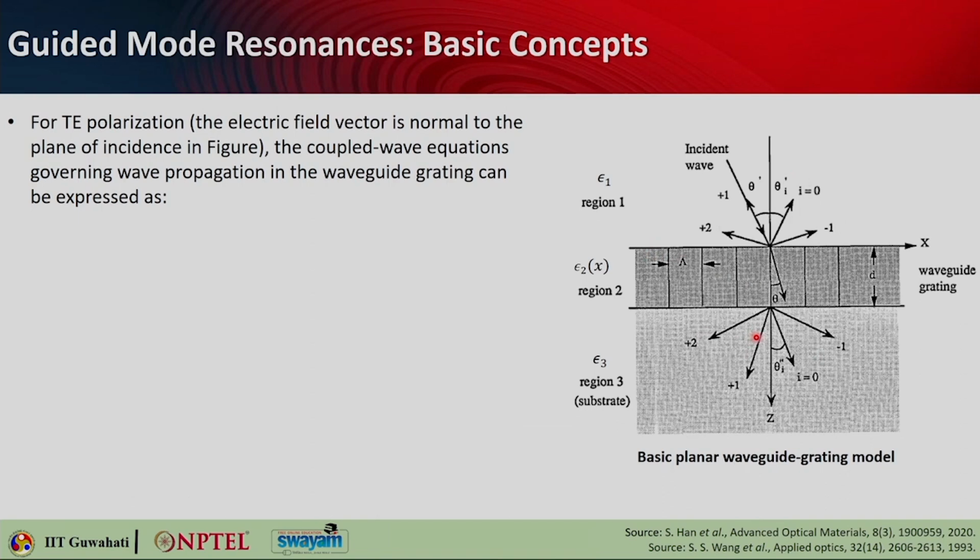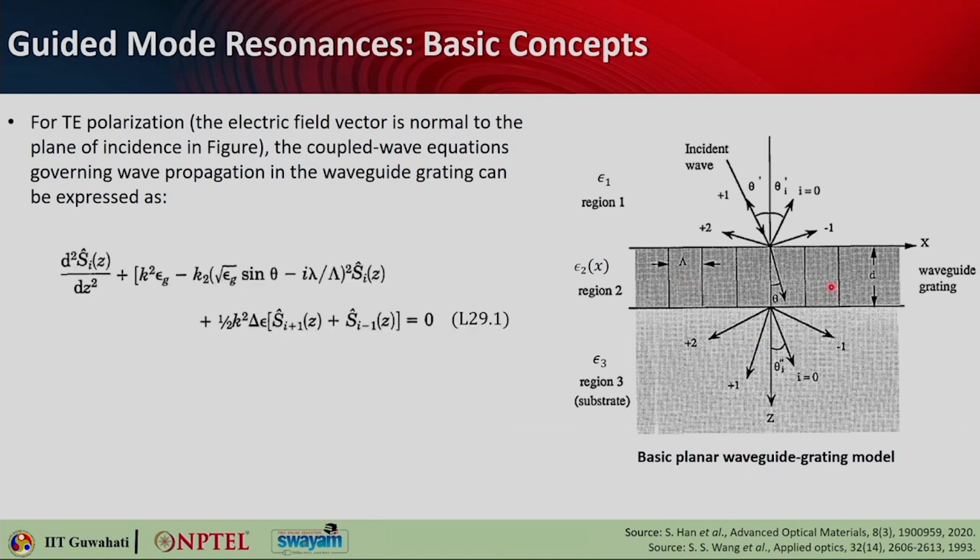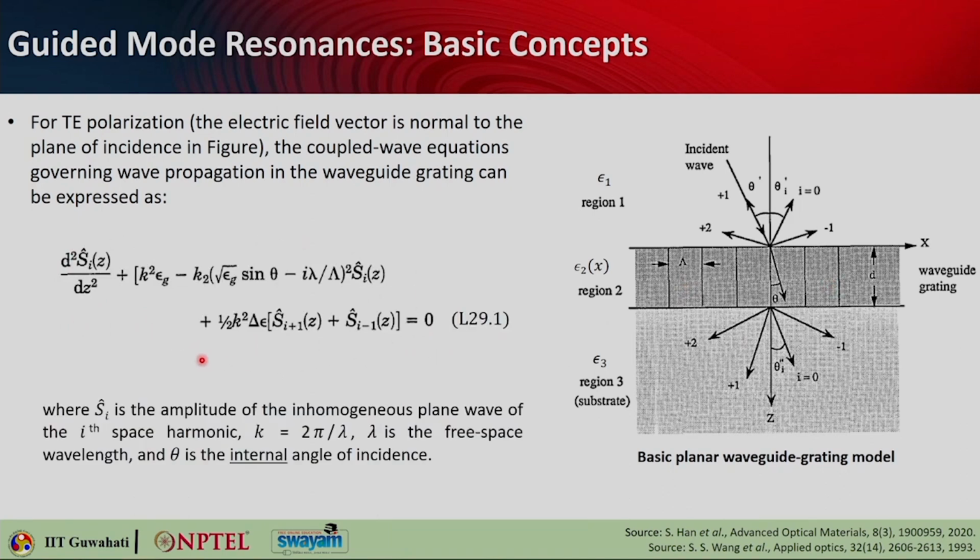this figure. Okay. The coupled mode equations which govern the wave propagation in this waveguide grating can be written in this form. I will not go into the details of this, but I will just highlight a few important factors. That is, this S cap is basically the amplitude of the inhomogeneous plane wave of the ith space harmonic. So, you have got this i index, k is basically the free space wave number, and theta is the internal angle of reflection, and that is this one.